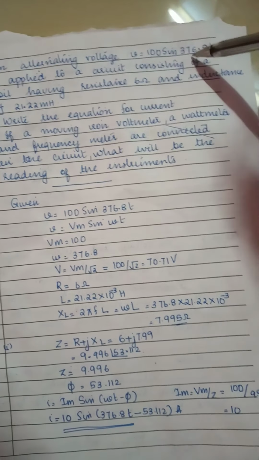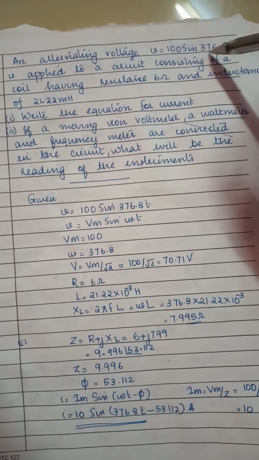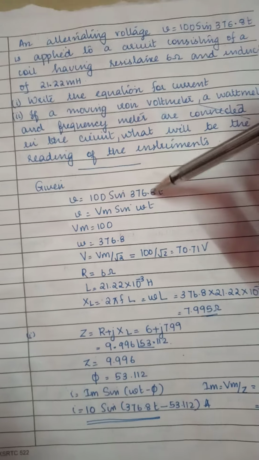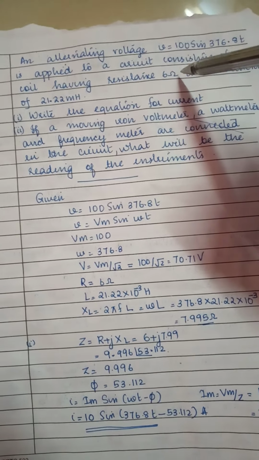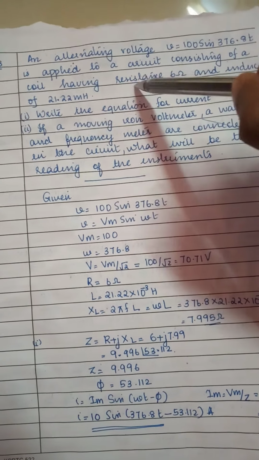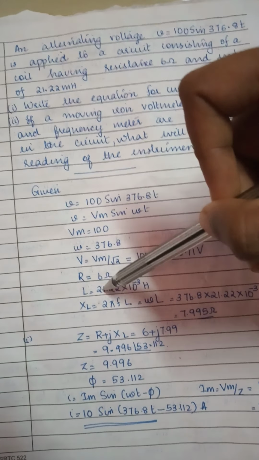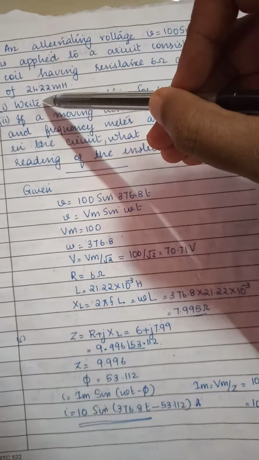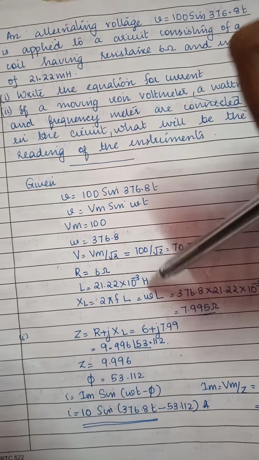V equal to 100 sin 376.8t. They are given the voltage equation, the AC voltage equation. Then they said that it is applied to a circuit of a coil having resistance and inductance. That means that is an RL series circuit. So you will get the value of R and inductance. R equal to 6 ohm and inductance L equal to 21.22 millihenry.